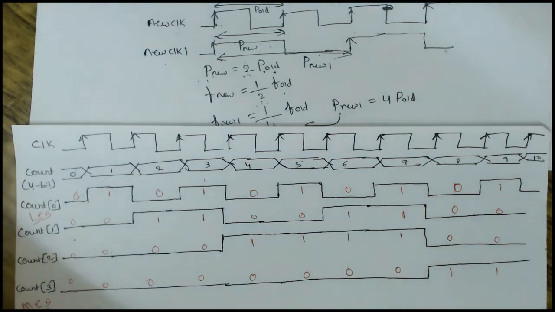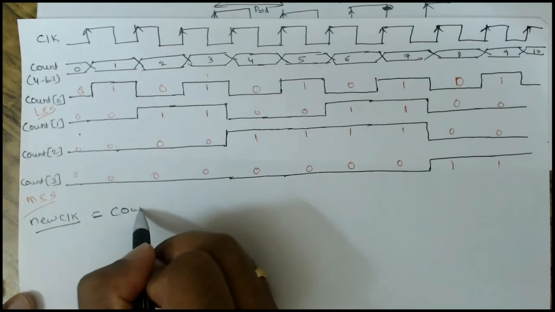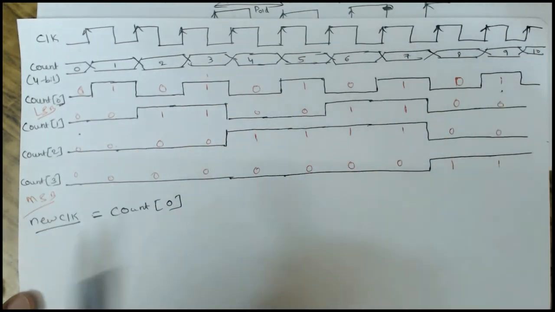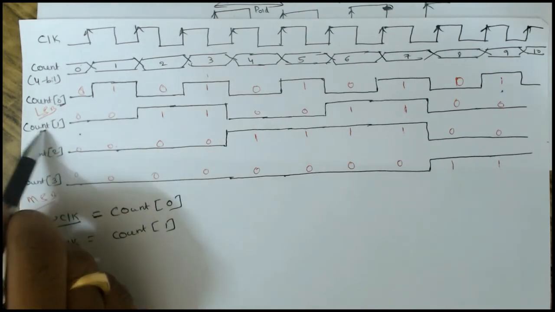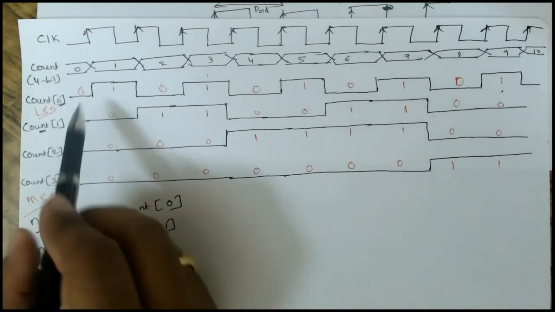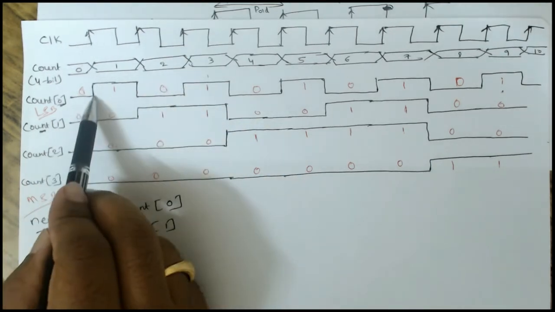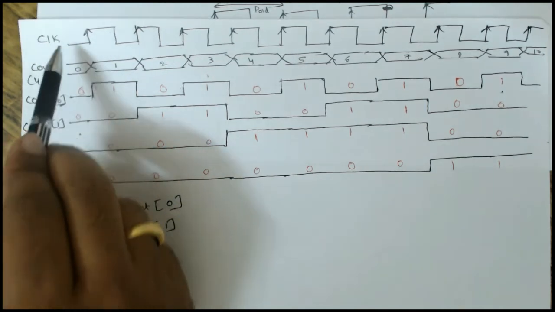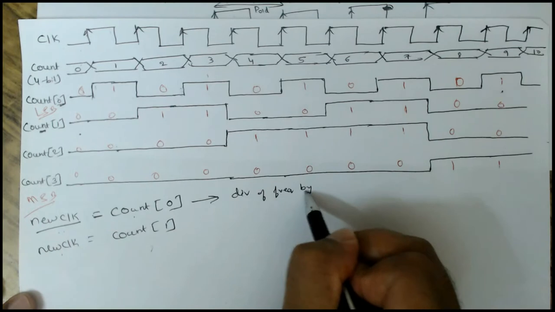Now the meaning is, if I take a new clock, and if I assign the new clock with count of 0, then my new clock will be like this. That's the fundamental here. If I assign the new clock with count of 1, this count of 1 will be assigned to the new clock. So if I assign count of 0 to the new clock, what is the meaning? Here you just check. First positive edge, one clock cycle, positive edge, second clock cycle. In two clock cycles, I have only one cycle here. It means I am dividing the frequency of the clock by two if I assign count of 0. Here it is nothing but division of frequency by 2.